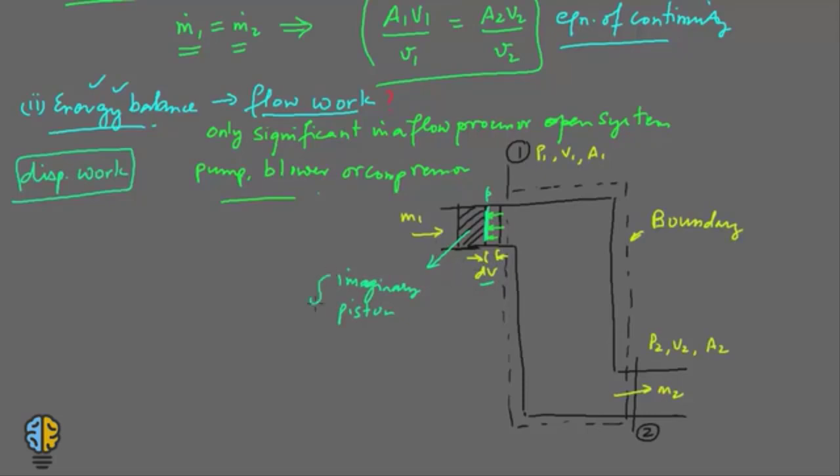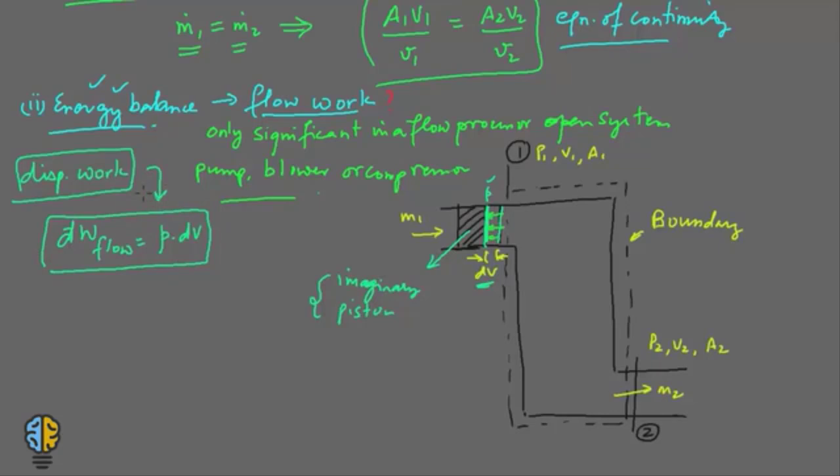Now the work done on this imaginary piston by this pressure as the piston moves forward is dW. This is the flow work we are talking about. This is PdV. So we take this much amount of imaginary volume, dV, and it exerts a pressure onto this imaginary piston, and this creates a work, that is the flow work, which is equal to PdV.